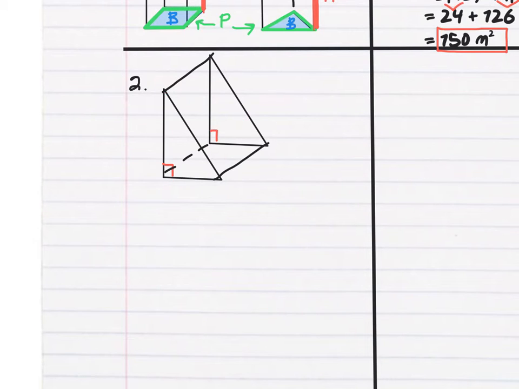So now we have this triangular prism, and now we're going to label the side lengths. So go ahead and label the side lengths as you see on your screen. Pause the video if you need to write them down before we continue.